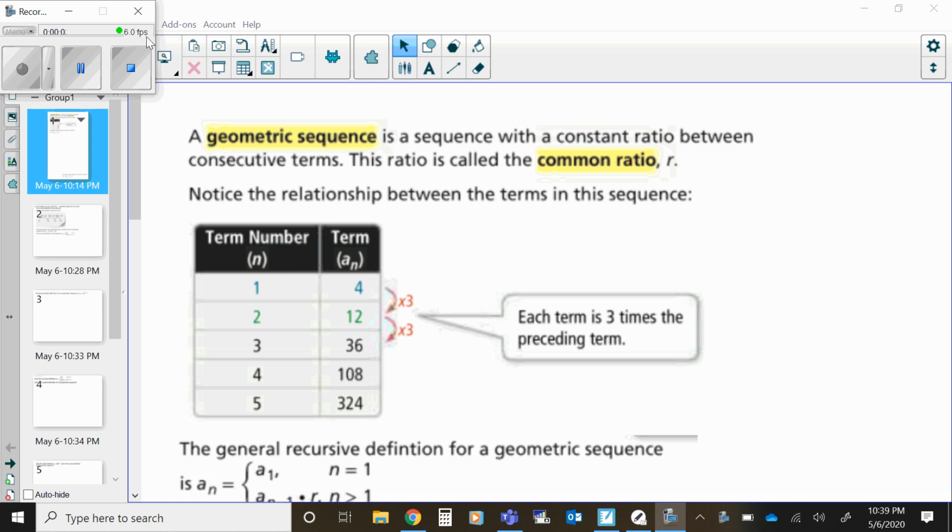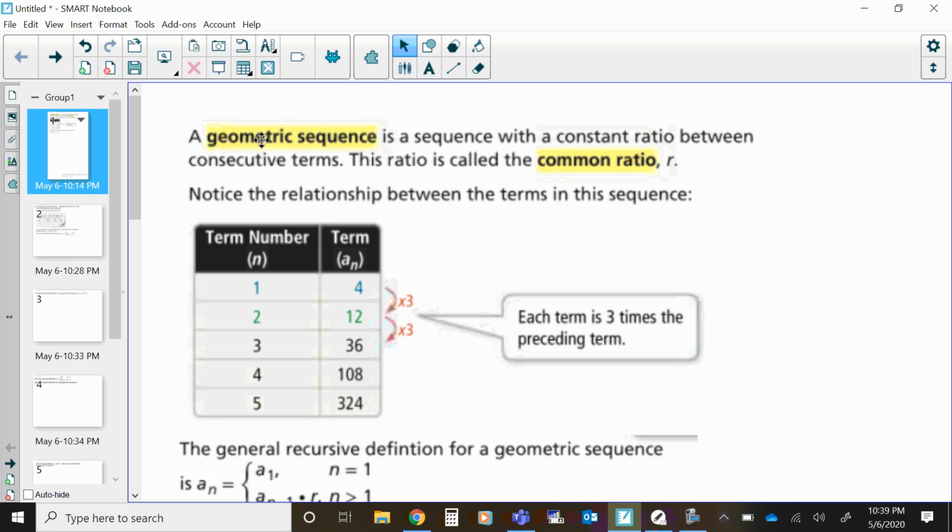All right, so this is going to be half of 6-7. We're going to talk about geometric sequences. We've already kind of talked about sequences before. We talked about arithmetic sequences, and that talked about when they add each time.